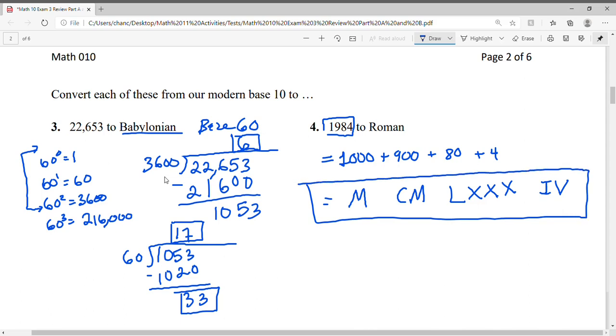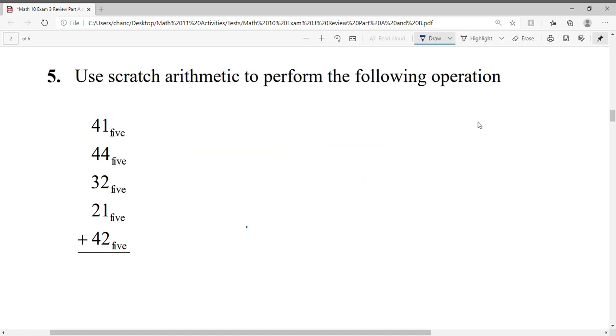Now you don't need those spaces in between. You can move it a little bit closer. These are just for your notes so you can tell where these numbers come from.